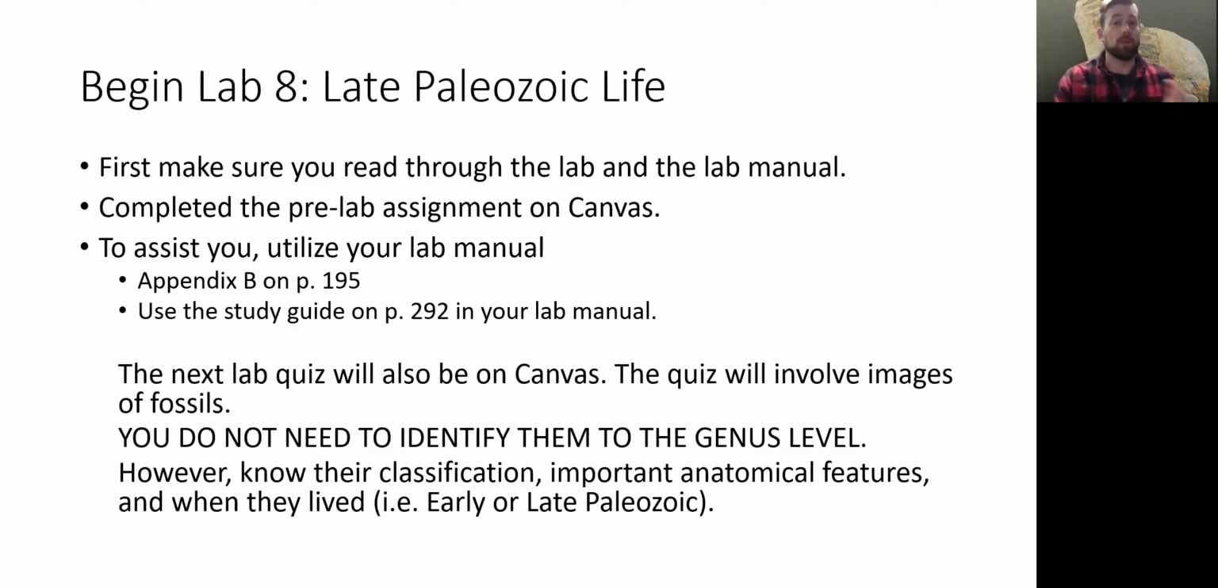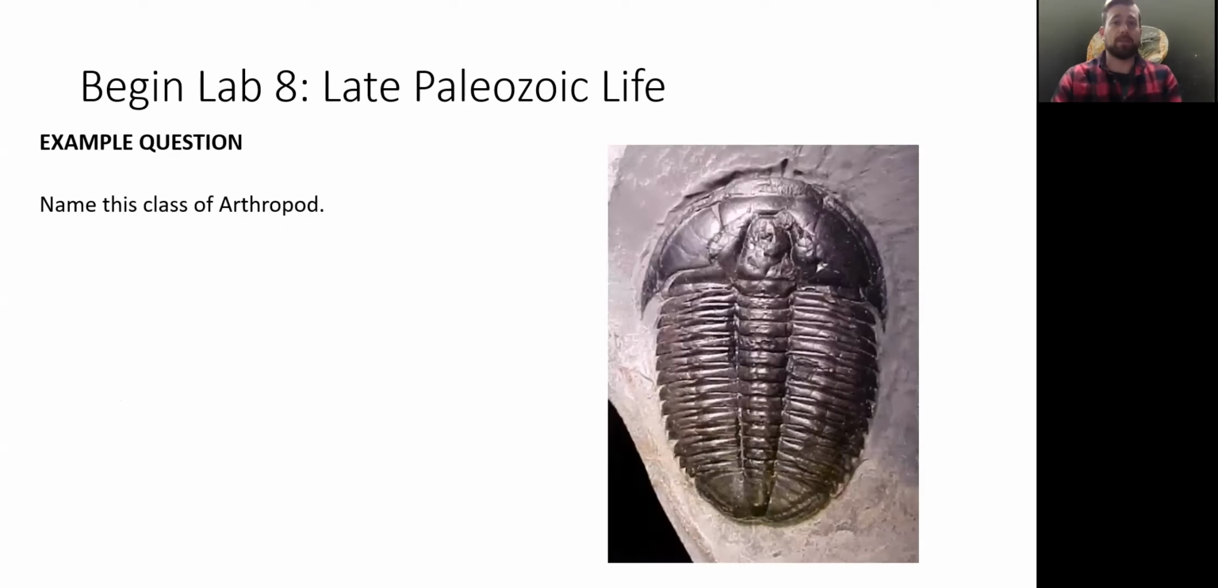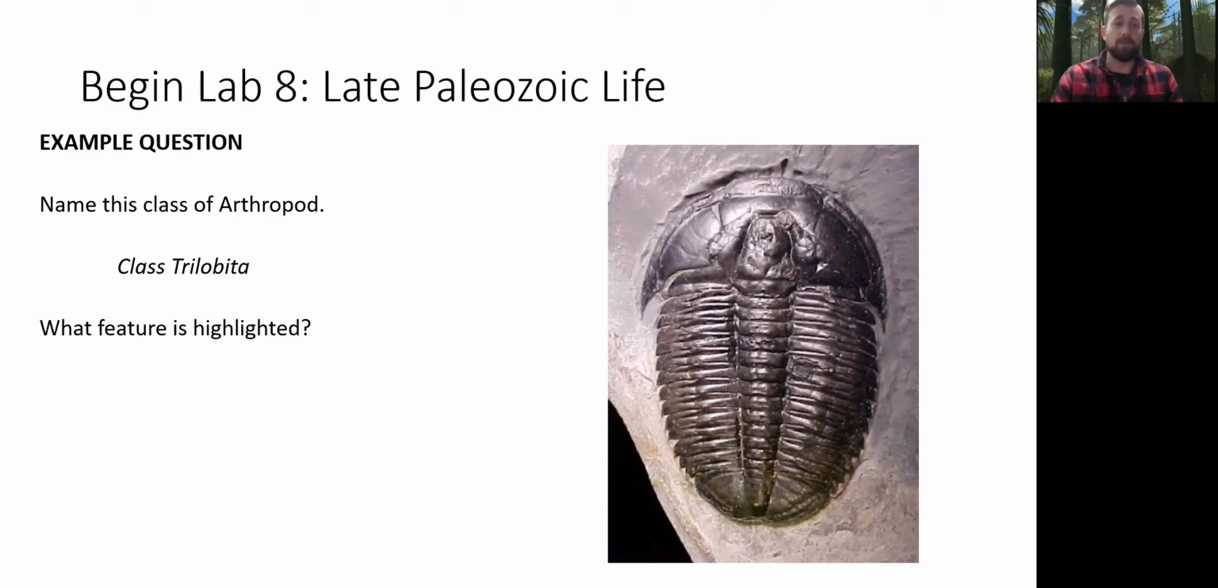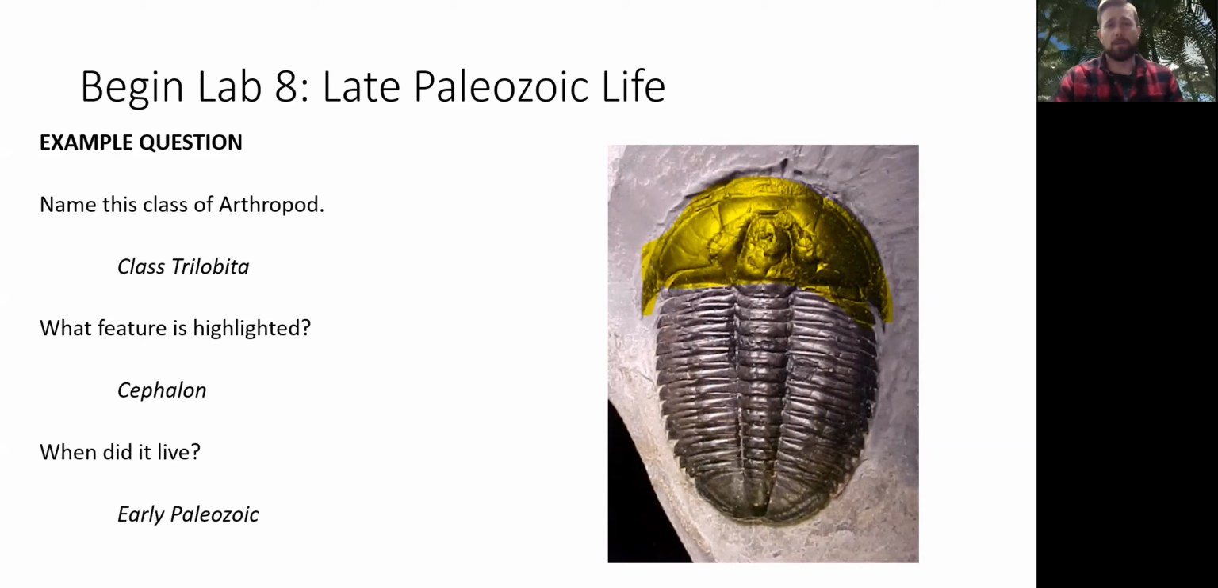And for that, I'm looking for early or late Paleozoic. We either looked at it last week or you're looking at it this week. It's that simple. So here's an example. Perhaps on the quiz, you would see an image of a trilobite such as this, okay? Name this class of arthropod. The answer would be class Trilobita. What feature is highlighted? Okay, what feature is that? Well, that's the cephalon. And when did this animal live? Early Paleozoic. So the questions are going to be things just like that.